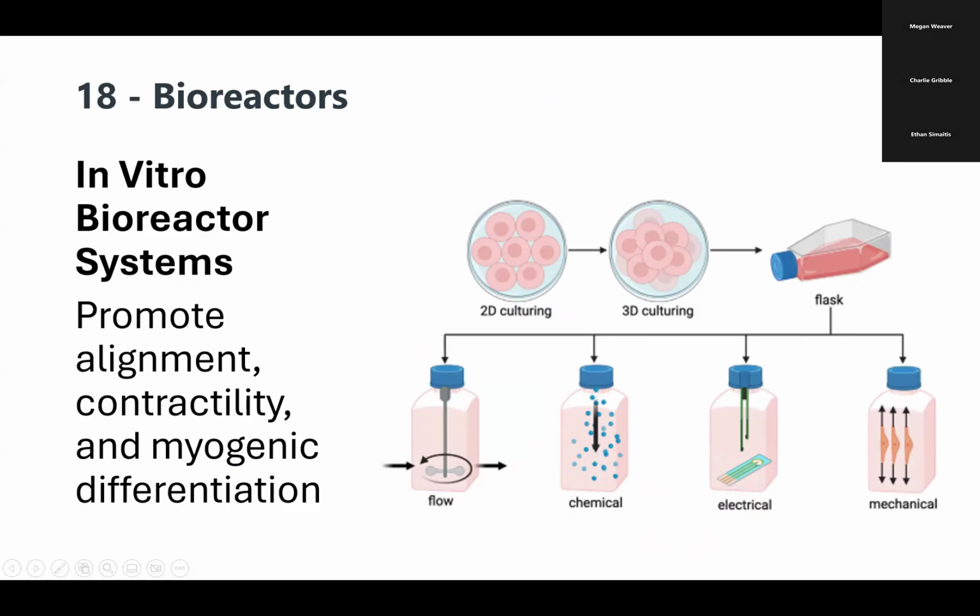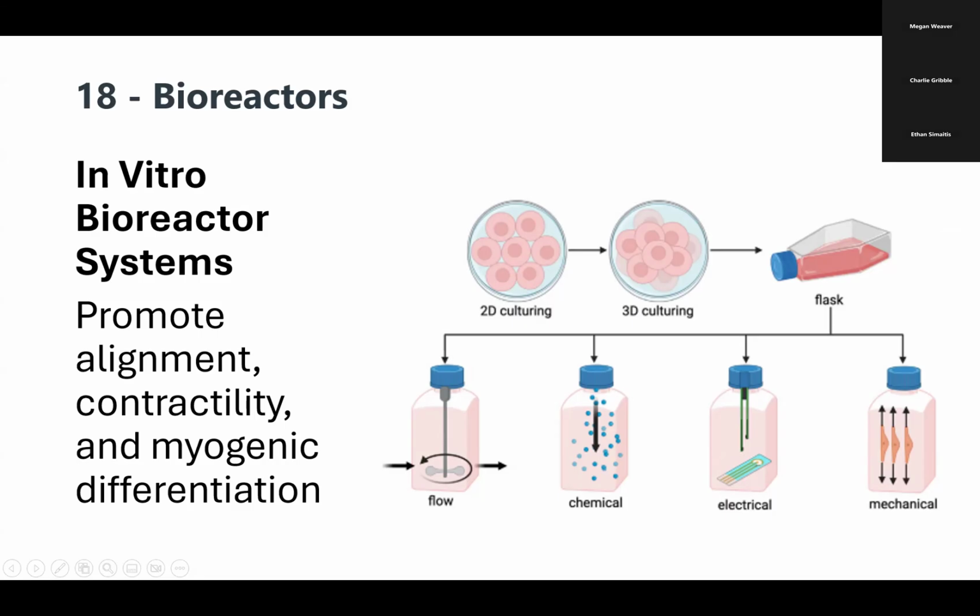So we're going to walk through three main categories. The first being in vitro bioreactor systems, which are widely used to promote alignment, contractility, and myogenic differentiation, as I mentioned earlier. Skeletal muscle cells are particularly sensitive to physical cues, and these systems aim to recreate that type of environment. Some bioreactors apply cyclical mechanical strain, as you see in the fourth category there on the image on the right, which is stretching and relaxing the engineered muscle tissue to simulate normal loading.